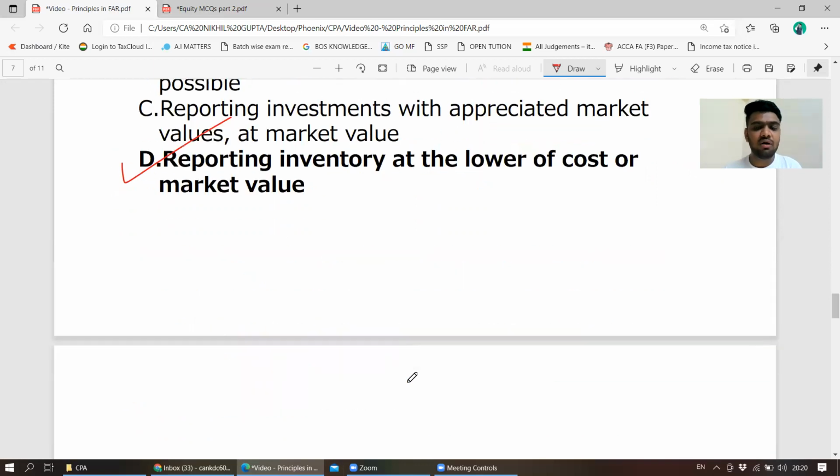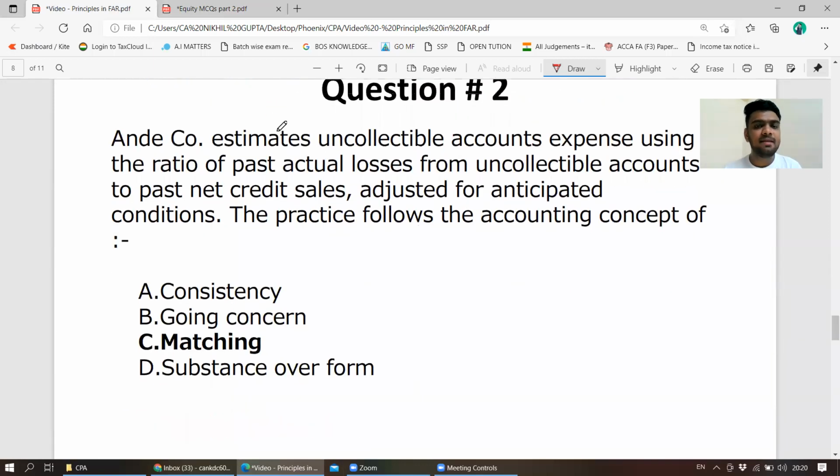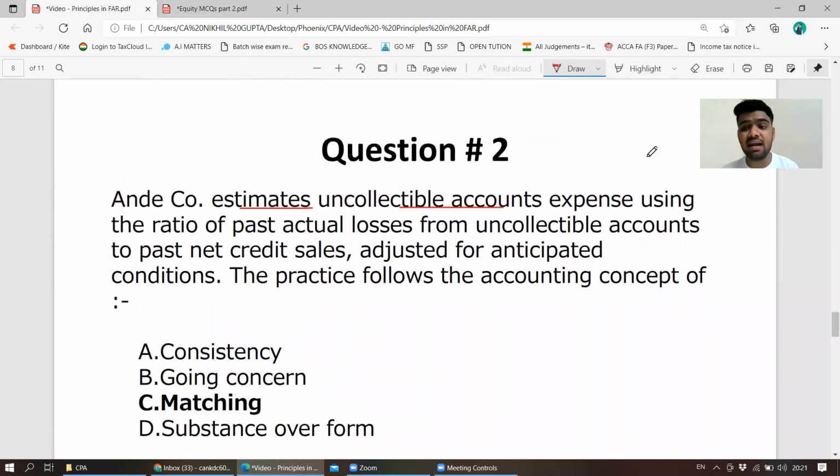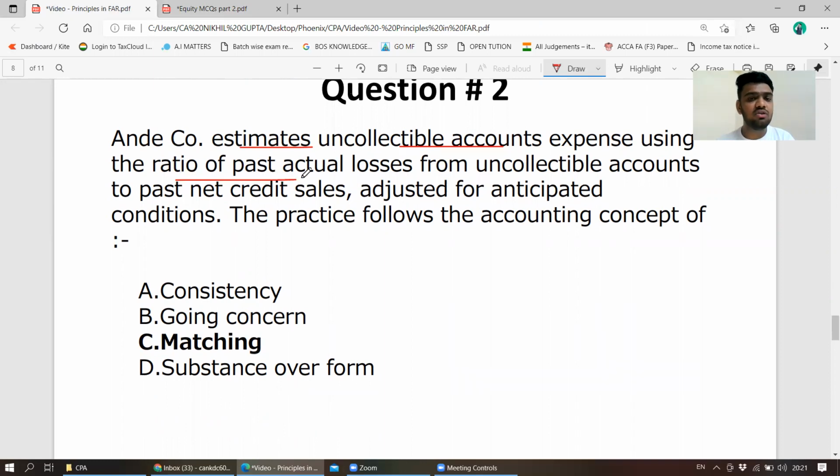Now, next we talk about question number 2, the estimated uncollectible accounts, like the bad debts related to your accounts receivable, etc. This is estimated using the past actual bad debt losses that we follow. Now, which practice are we following? Friends, what happens? The past sales were made and the bad debt happened today in the current year. I'm recording it right now.